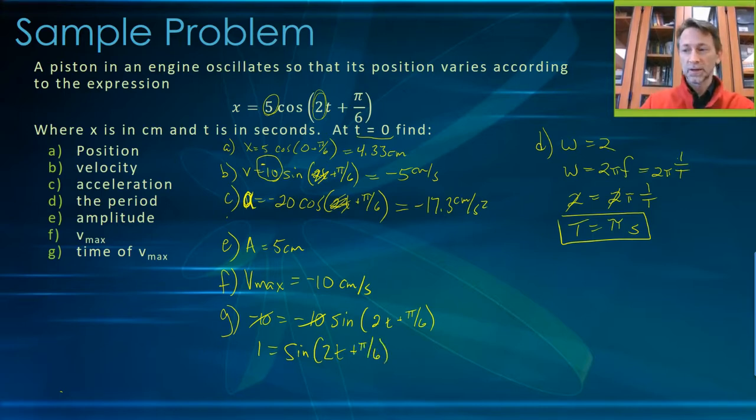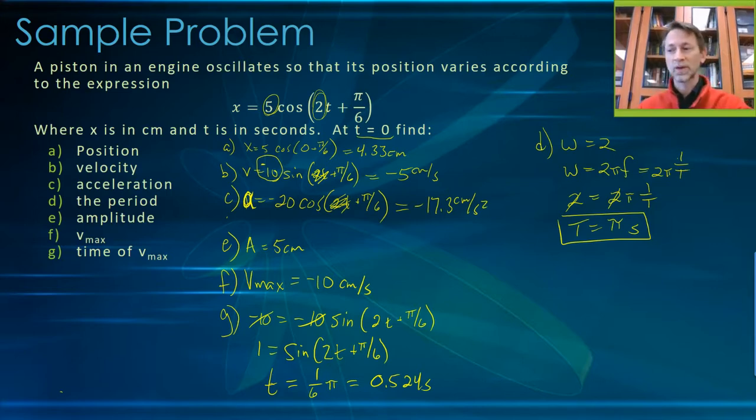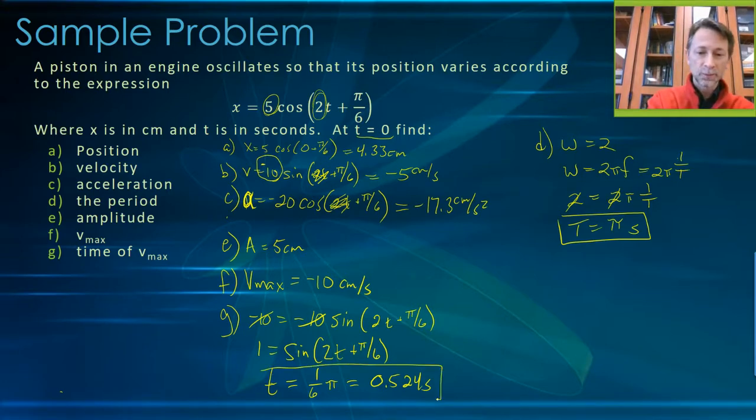And from there, I can solve for t and end up with a t value that is 1 over 6 pi, which is the same as 0.524 seconds. So again, solve that. You'll take the inverse sine of 1, then you'll subtract pi/6, then you'll divide by 2, and you should end up with that value there, which gives you the time that it would take for that. And that is an example of that.